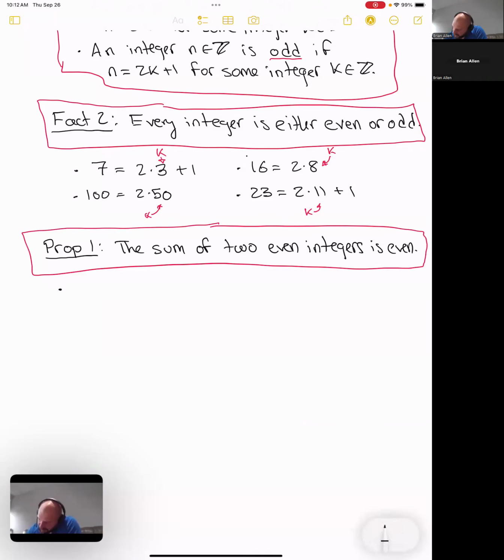Hopefully this is not too surprising of a fact, but we should play a little bit, right? So we could start with the simplest example. 2 plus 2, both even. Of course, that's equal to 4. And the point is that I can write it as 2 times 2, right? So I have to be able to write it as 2 times some integer, in this case, 2 times 2. Okay.